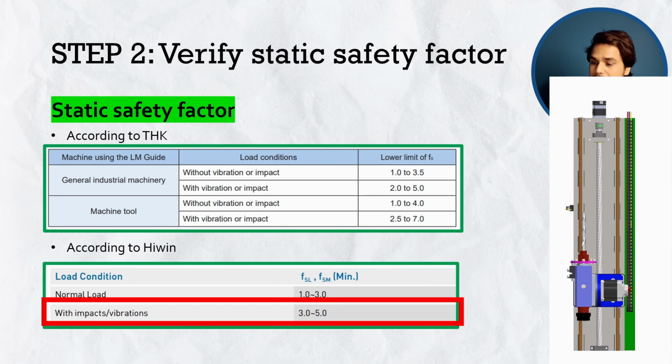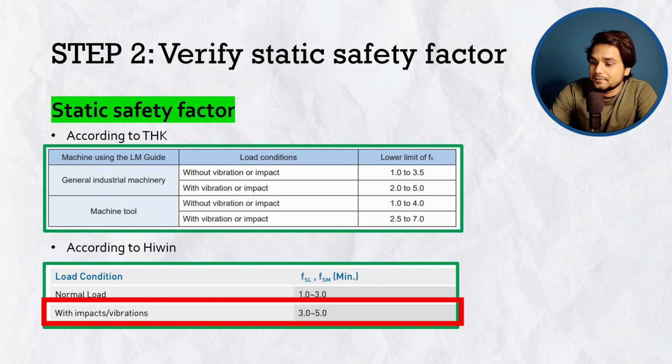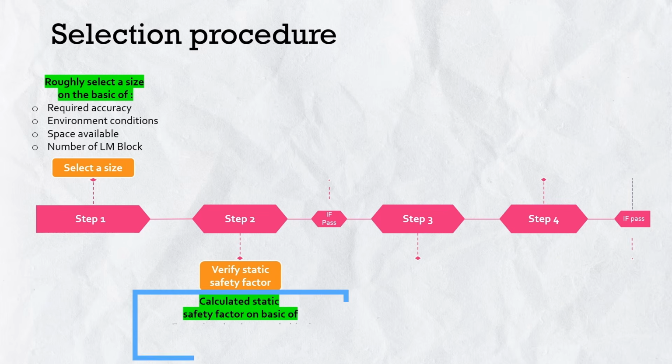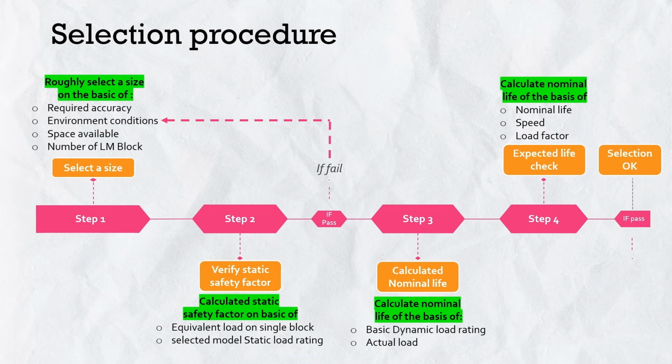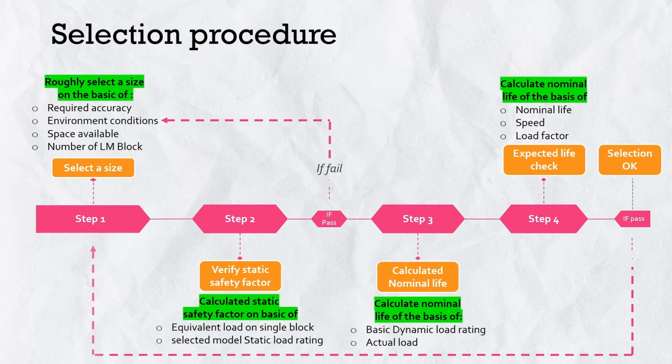So let's consider our application is subjected to impact load and vibration. So our selected LM guideway static safety factor should be in the range of 3 to 5. And when our selected LM guideway safety factor is within 3 to 5, on the basis of the applied calculated load and the selected guideway static load rating, then we can go for service life calculation and check whether our expected service life is satisfied or not. If not, then we have to go for a higher size of linear guideway.